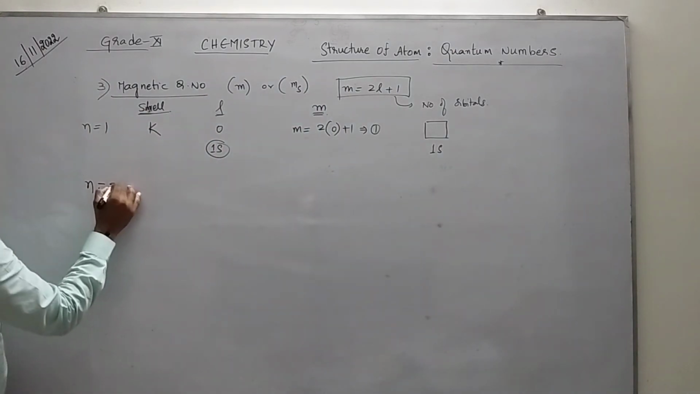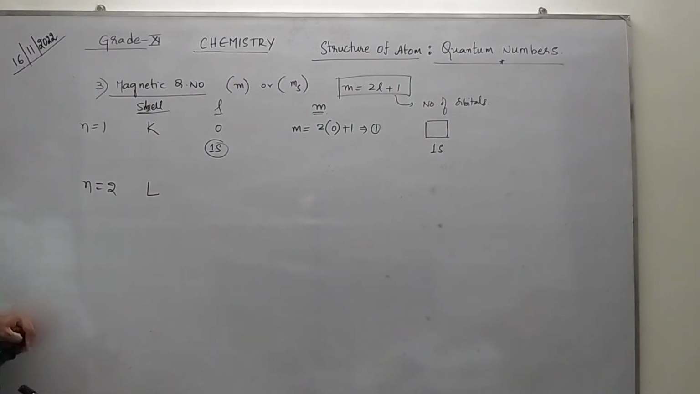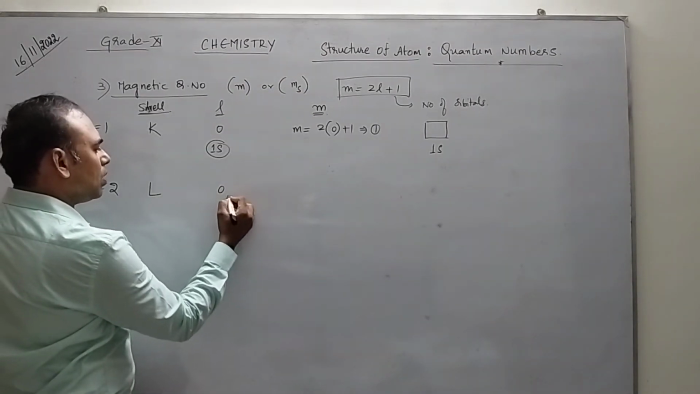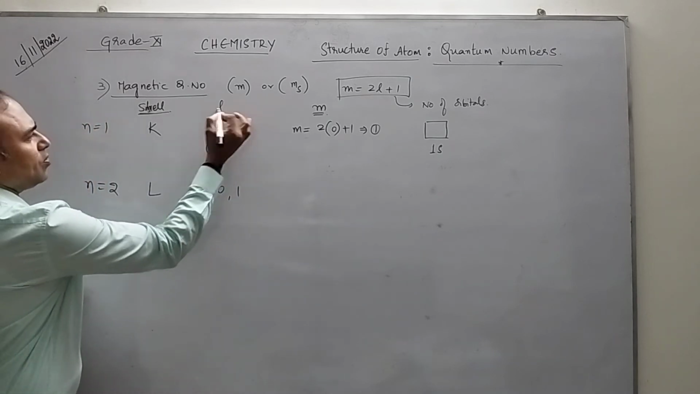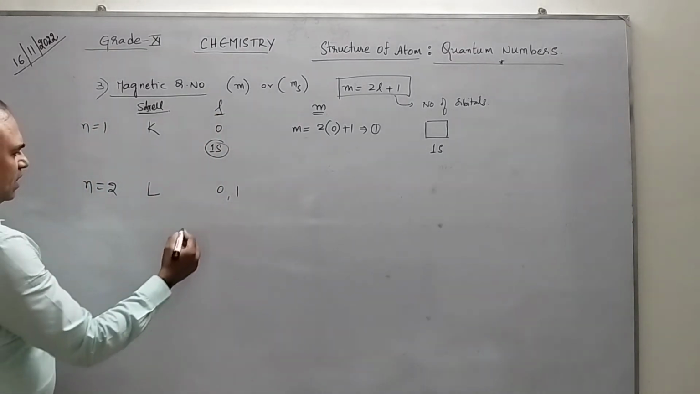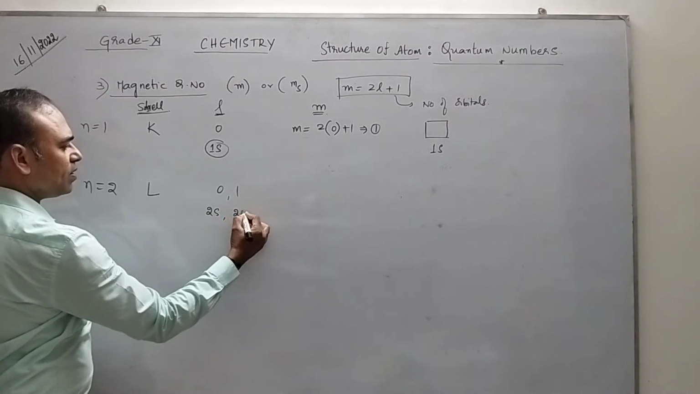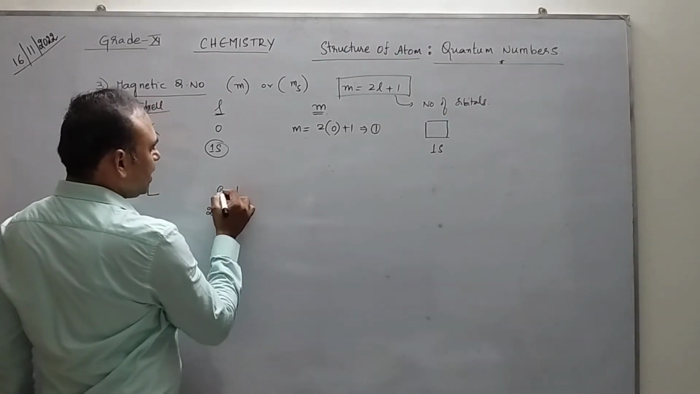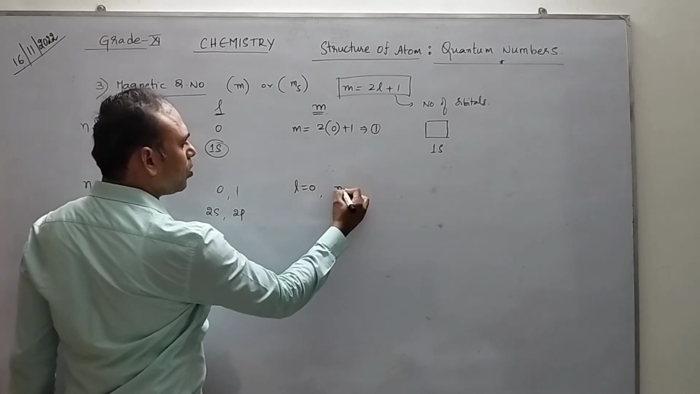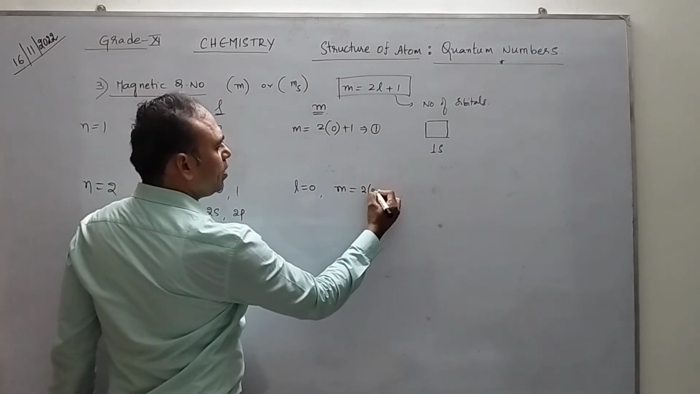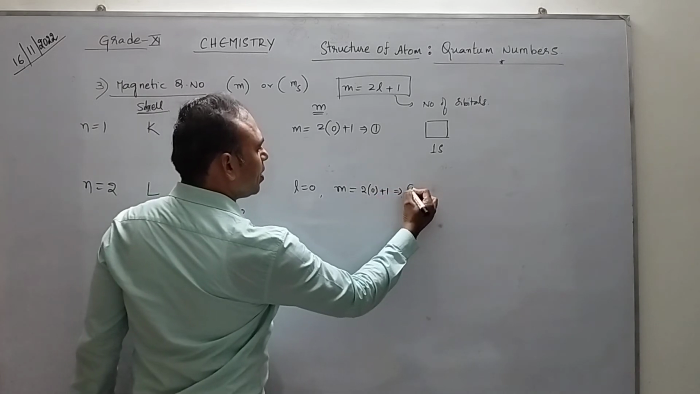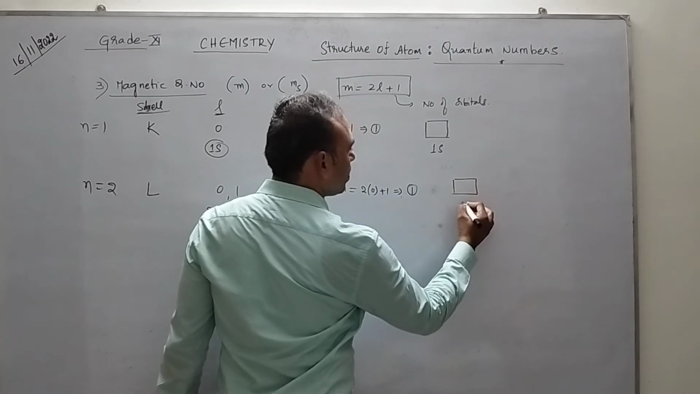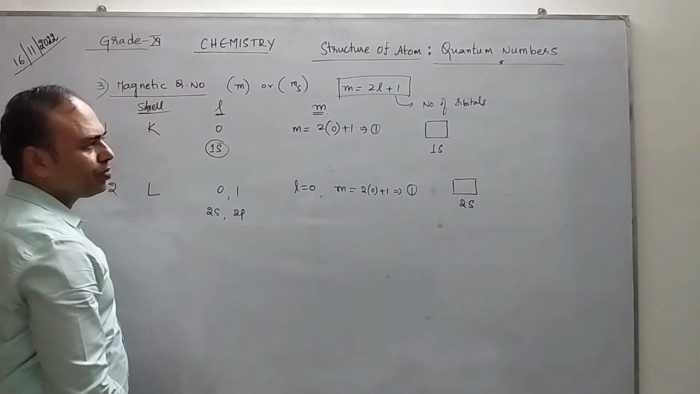Next, if n is equal to 2, the values of l are 0 and 1. For the azimuthal quantum number you have 0 and 1, nothing but this is 2s and this is 2p. What are the values here? If you are taking l is equal to 0, now m becomes 2 into 0 plus 1, that is nothing but 1. There is one orbital, so you can write like this, nothing but 2s.